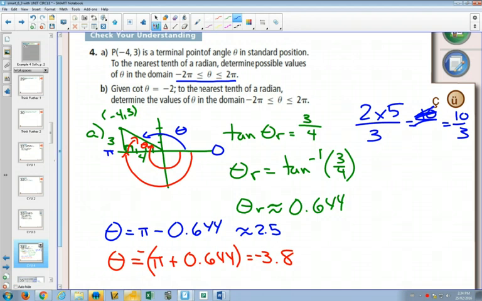Part B. You're given that cotangent of theta is equal to negative 2. And to the nearest tenth of a radian, we're supposed to find all the values of theta that works. Start a new page for this.